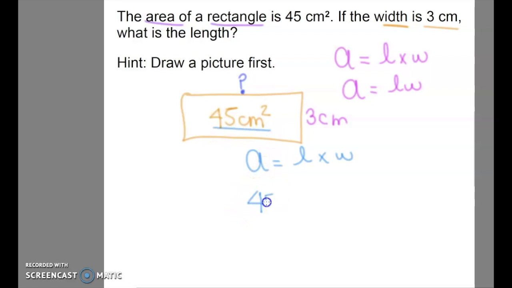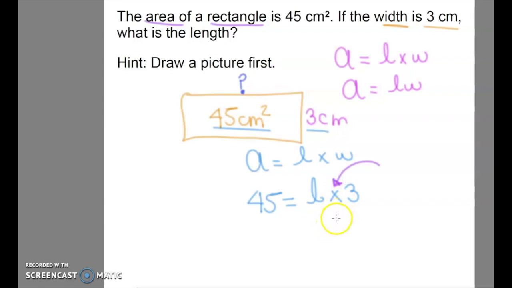Area is 45. 45 is equal to, what's my length? We don't know, so let's just write that L down, times, what's my width? They told us that was 3, so we're going to put 3 down. So what are we looking at? Remember, we need to find the length. This is where a lot of you get confused. I want you to zoom in on this operation.